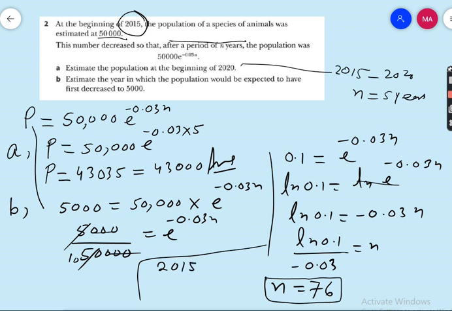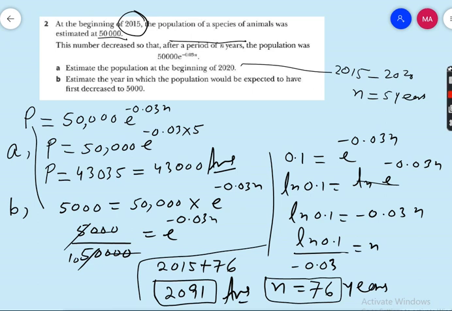And when the population decreased to 5,000, we need to add the number of years we found, 76. So we have to add 76 to 2015. The answer was 2091. So in 2091, the population decreased to 5,000.